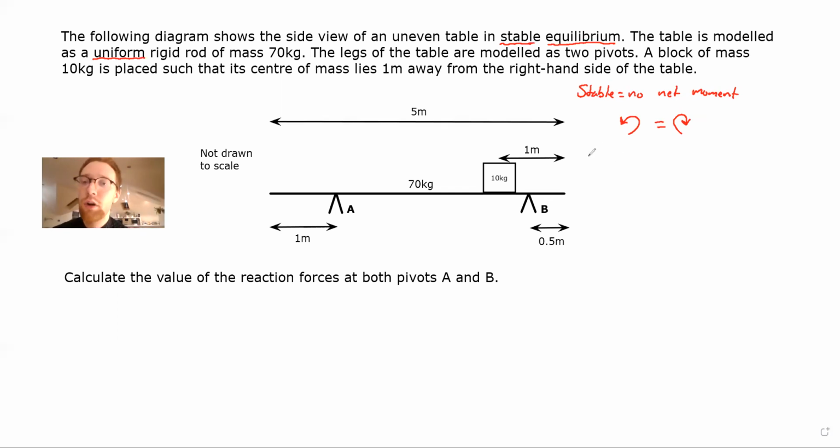Second word is equilibrium. Equilibrium means the forces in the upwards and the downwards direction, and also in the left and the right, but we're not going to be looking at horizontal forces in this question, are completely balanced. So up equals down. There's a complete balance of these forces.